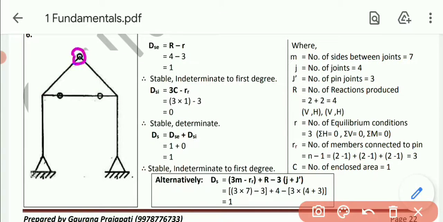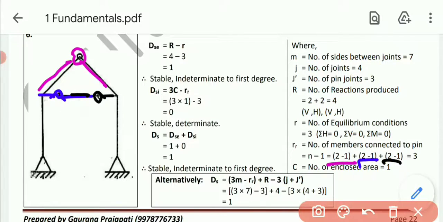So this pin, the number of members connected is 2, so 2 minus 1, that is the first one. Then the next one, that is this pin joint, the number of members connected 1 and 2, so 2 minus 1. Last one, that is this pin, the number of members connected this one and this one, so 2 minus 1.